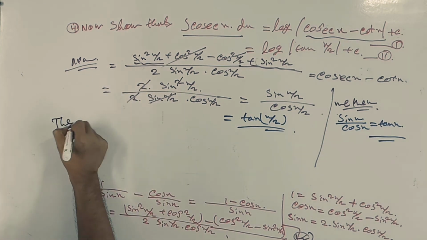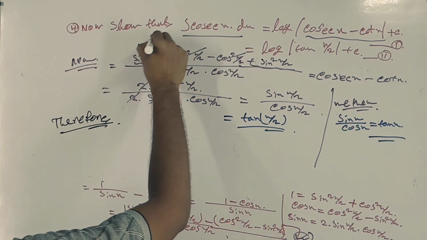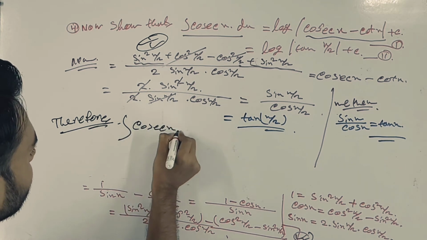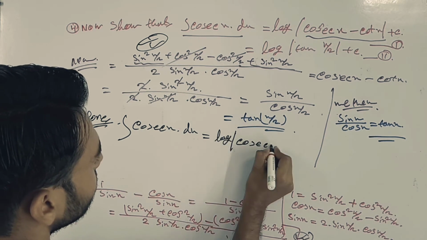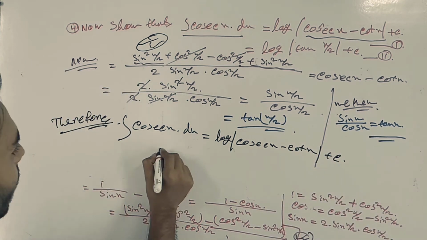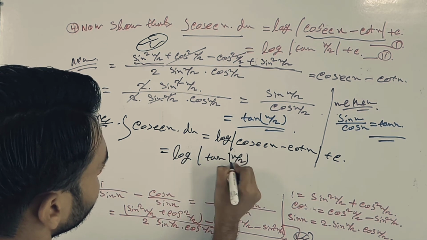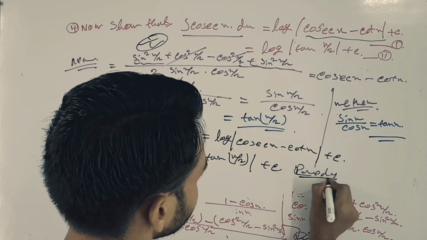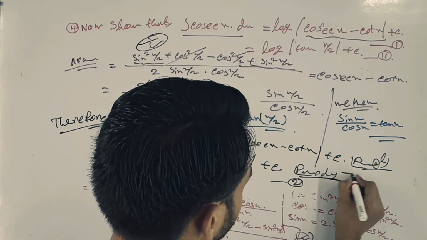Sin of x by 2 by cos of x by 2 equals tan of x by 2, so therefore I can also write the given function as the integration of cosec x dx, that equals log of cosec x minus cot x plus c, which equals log of tan of x by 2 plus c. That's it. And this is the proof for this question, and it's the second proof of the first function.